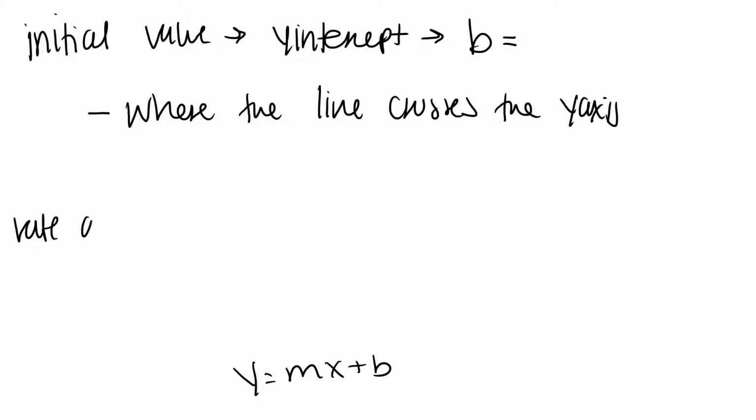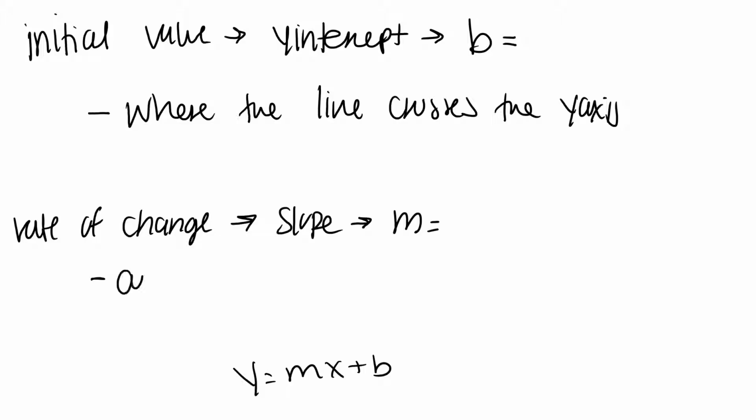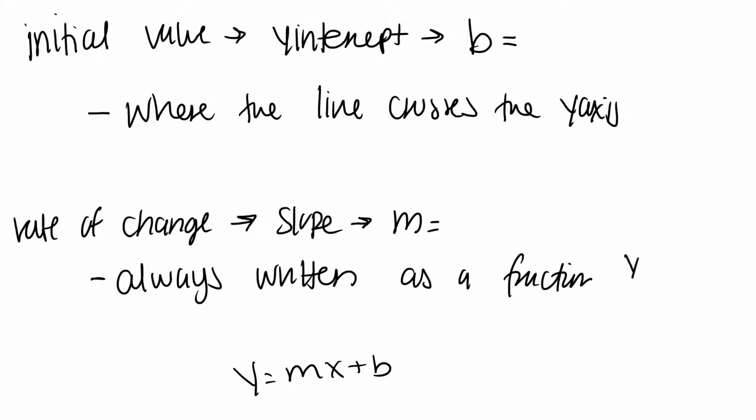The rate of change, also called the slope, which is the m equals part of the equation in the y equals mx plus b, is always written as a fraction, y over x. Sometimes you'll hear it called rise over run.